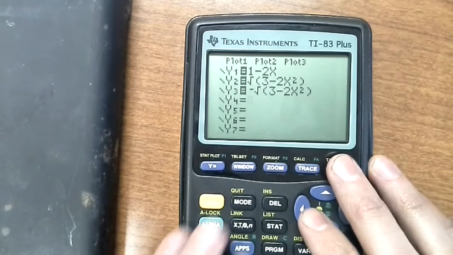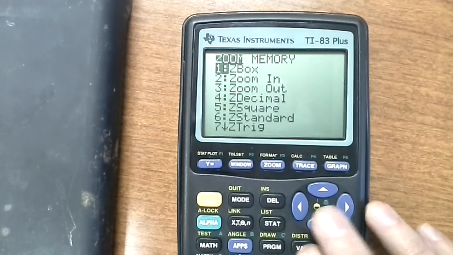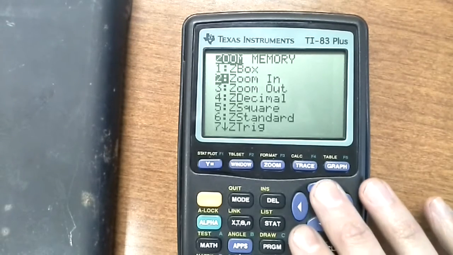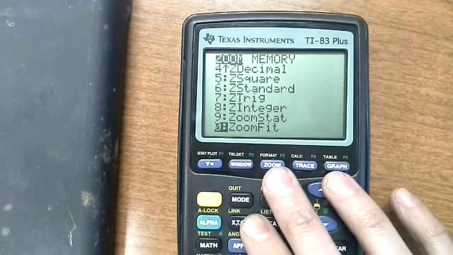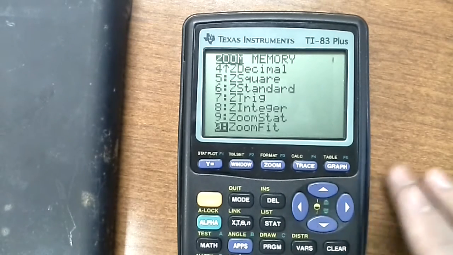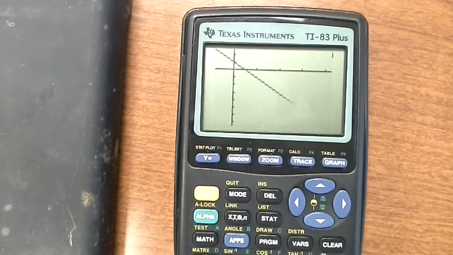Okay, and then I'm going to graph this, but I want to make sure that I get a generally correct size on my graph. So if you go to the zoom menu and then down to the last option, zoom fit, that'll automatically select a window that the calculator thinks is appropriate for this graph. It may take just a minute to decide what it thinks that is.